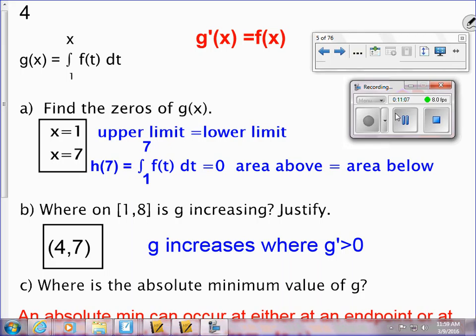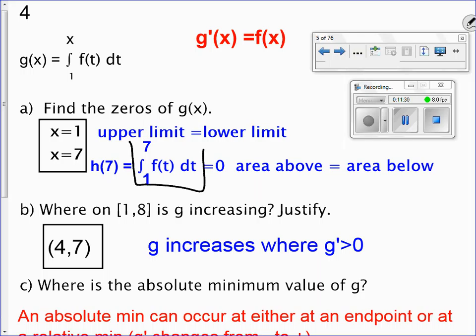I'm saying the reason x equals 1 is a 0: I could have said the definite integral from 1 to 1 would have to be 0, because whenever the upper and lower limits are the same, you know the definite integral equals 0. 7 is also a 0. I know that the definite integral from 1 to 7 of f of t equals 0 because to find the definite integral of a function from 1 to 7, if you have the graph of the function, you look at the graph between 1 and 7 and you find the area above the x-axis and you subtract the area below the x-axis. And if you look at that graph, you'll see that you do get 0.